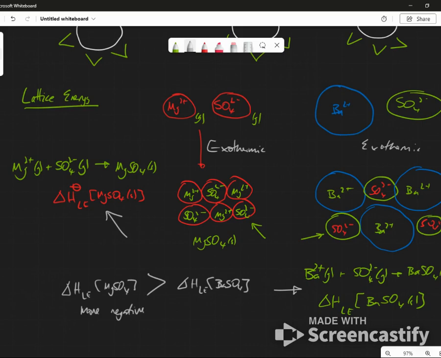I know greater and less than, we shouldn't use those terms. We should say more negative and less negative. I'm going to get to that, dear, don't worry. And this is less negative.